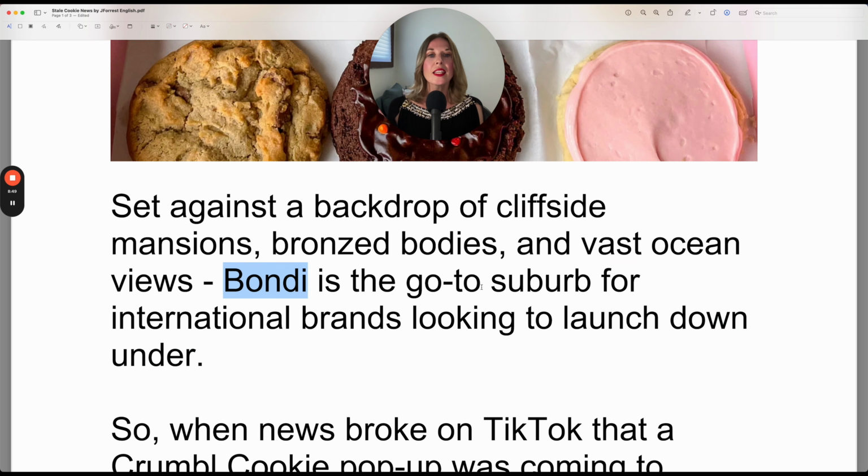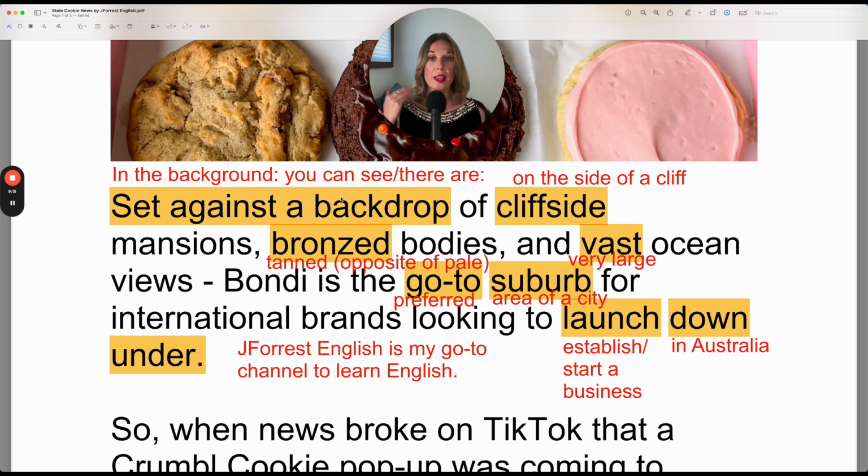So Bondi is the name of a suburb. I did not know that before this lesson because I've never been to Australia. Have you been to Australia? So Bondi is the name of this suburb, and in Bondi, this is where you have the mansions on the cliffs, the bronzed bodies, tanned bodies, and vast, very large ocean views. I wrote down the notes that I've already covered. Now, I didn't talk about launch. So for international brands looking to launch means to establish or start a business.